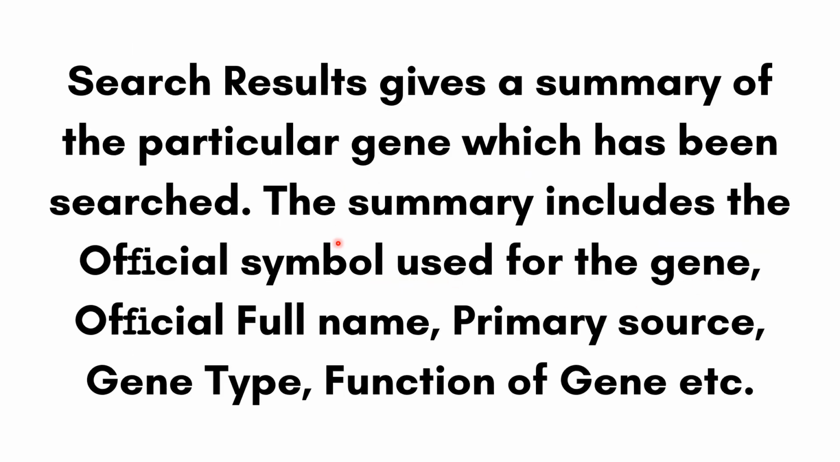The search result will give you a summary of the particular gene which has been searched, and the summary includes the official symbol, which was CAT, used for the gene, and the official name, which would be catalase. In my case, you can use any other gene you're interested in, for example BRCA1. Just type it in and get the results. I would like to request you to explore on your own and practice as much as you can. Then you have the primary source data, and you'll come to know what kind of gene type it is, what the function of this gene is, etc.